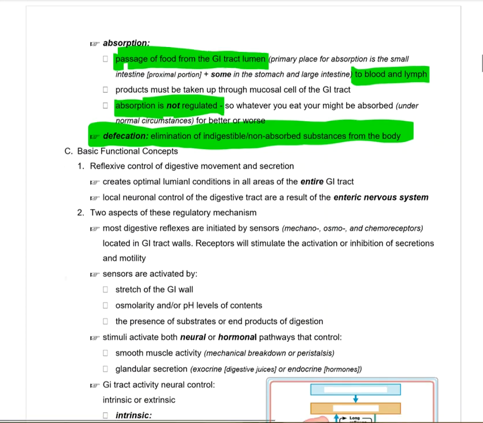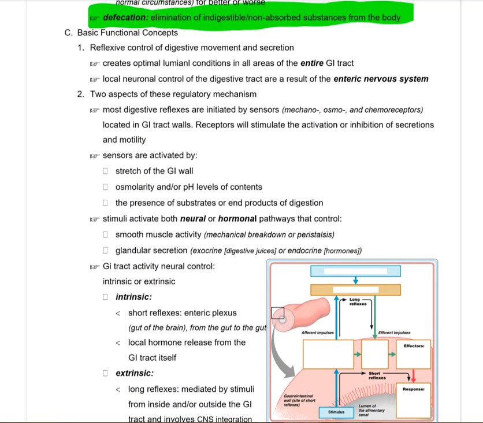All right, so we want to go over some basic functional concepts of the digestive system before we go any further. Because we have a lot of regulation, we need to have ways to control the movement and the secretion. We want everything to work together so we have optimal conditions in the whole GI tract. And there's a local neuronal control of the GI tract, called the enteric nervous system. The enteric nervous system is a subdivision of the PNS, peripheral nervous system.